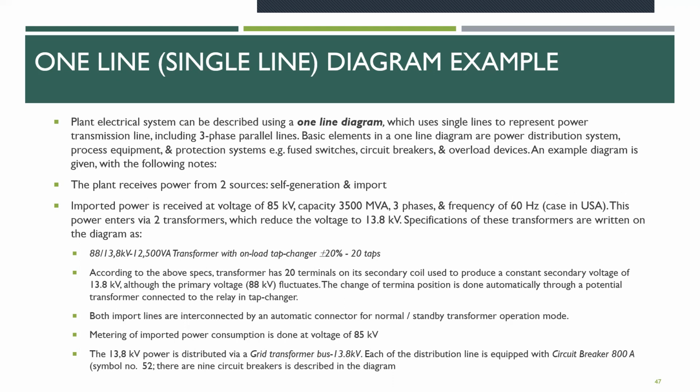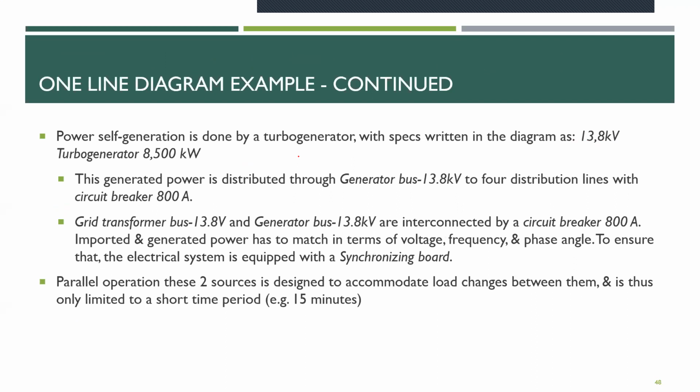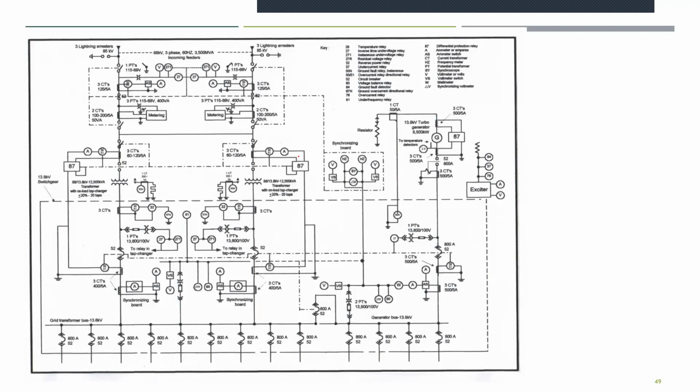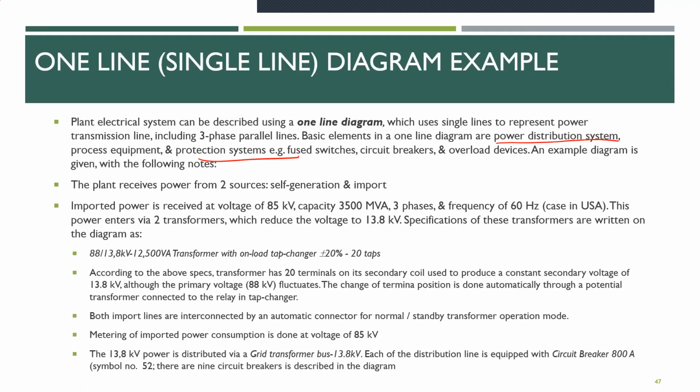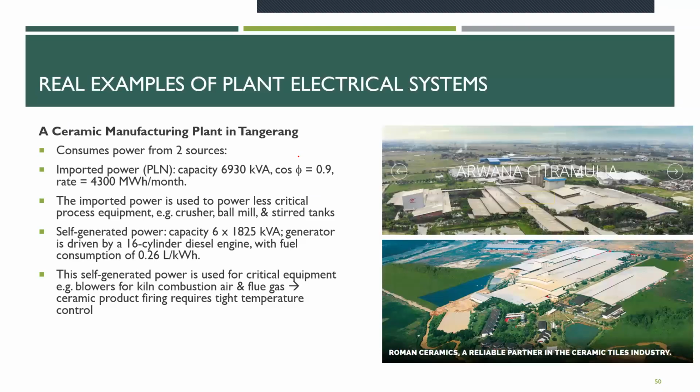The basic elements in one line diagrams consist of the power distribution system, process equipment, and protection systems, consisting of the fuse switch, circuit breakers, and overload devices. An example of a one line diagram is shown here. I know it's actually very complex, so it's not our main task to get to know this complex electricity distribution system. This is just supporting information, to get to know this type of single line diagram in the electrical distribution system. So we can just skip this and go to the examples.